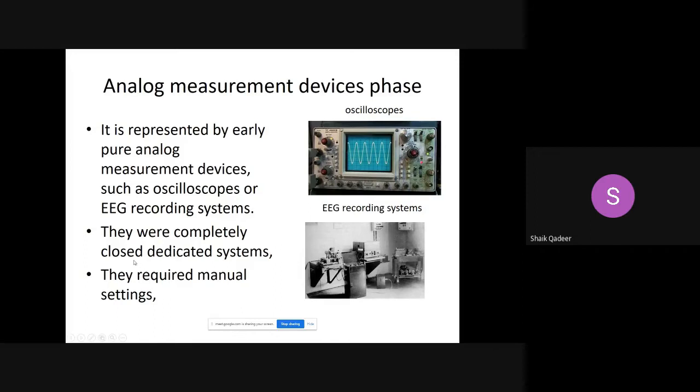So it is represented by early pure analog measurement devices such as those listed here on this screen. They were completely closed dedicated systems. They required manual setting. As I already told you, there is no concept of software in this particular phase of instrumentation.